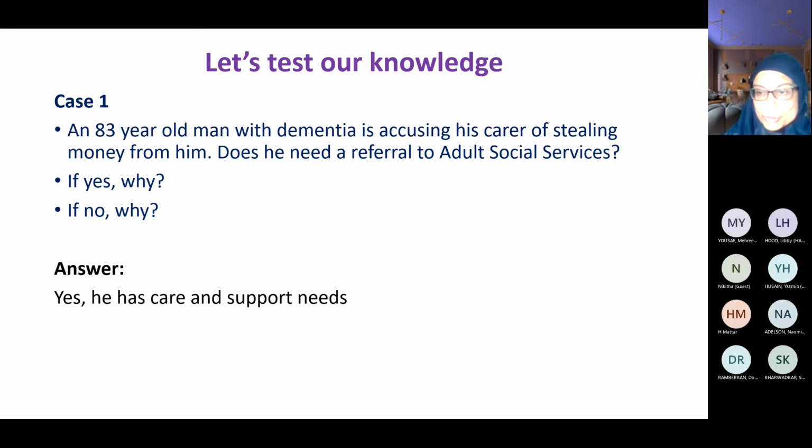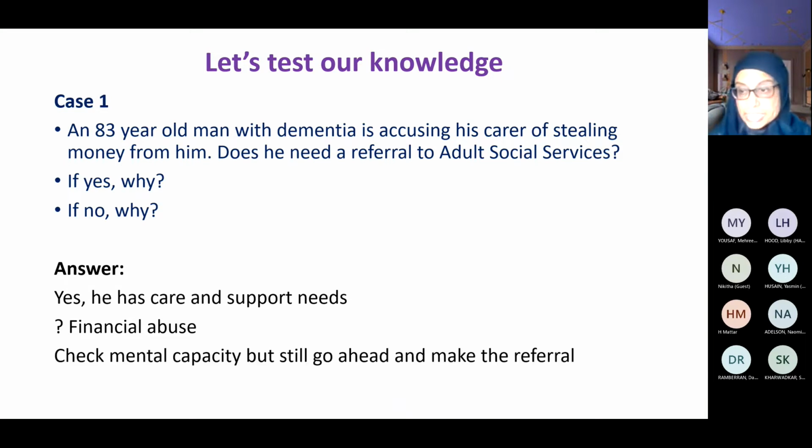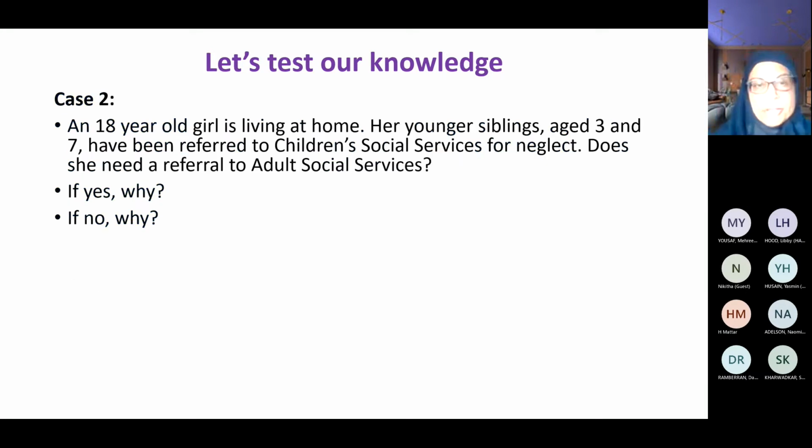Yes, he's got care and support needs. He's got a carer, and we're thinking, is this financial abuse? So it is a straightforward referral to social services. We will still check his capacity and discuss it with him, if he understands. But even if he doesn't understand, we would go ahead and make the referral because he is a vulnerable adult. Anybody disagree with me there? If you do, let me know.